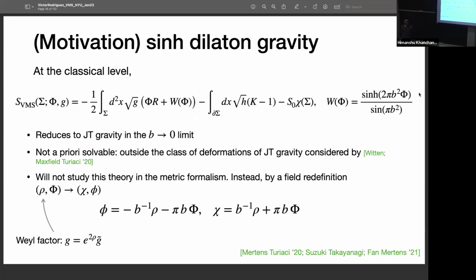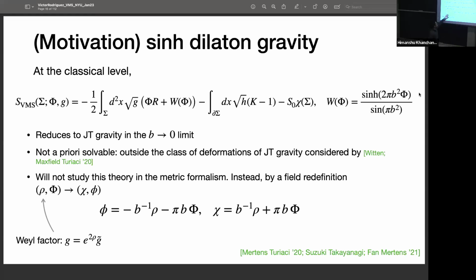Okay, one more word about motivation is just to get closer to JT gravity. In particular, one can study the Virasoro minimal string, at least classically, and have this description in terms of a similar action like JT, but instead of having the linear potential for the dilaton, we get a sinh potential written down here. Okay. So why is this related? Well, as you can tell just from the classical action, if you take b to 0, it's just JT.